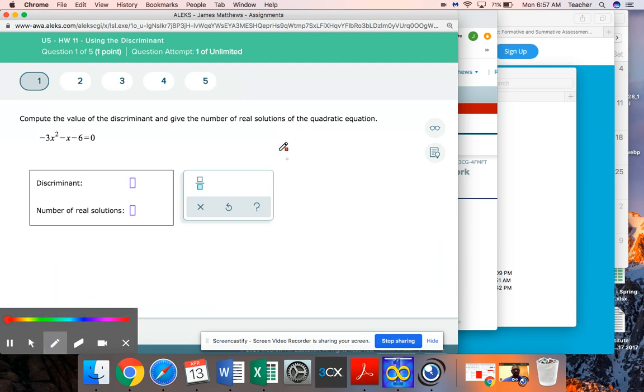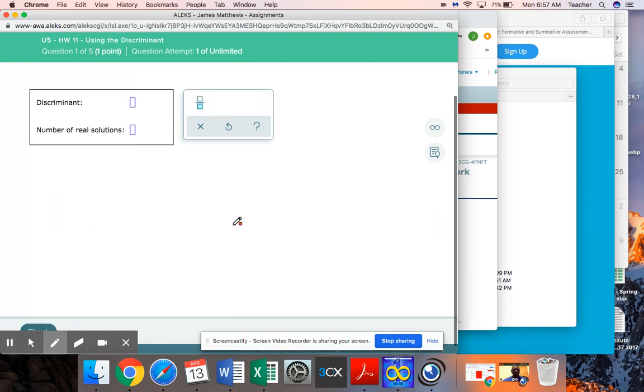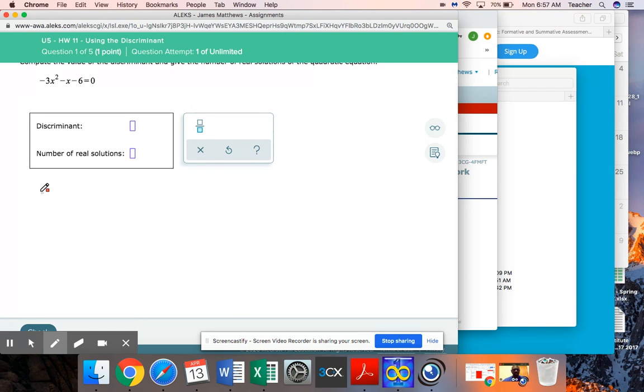Now, it's my first time using this pen, so let me see if I can make this work. Remember, to find a discriminant, we're just really using the quadratic formula, right? And in fact, I'm not even going to do that. I'm just going to erase this. At least I think I am. Okay, maybe not. Scratch it out. How about that? The discriminant is b squared minus 4ac.